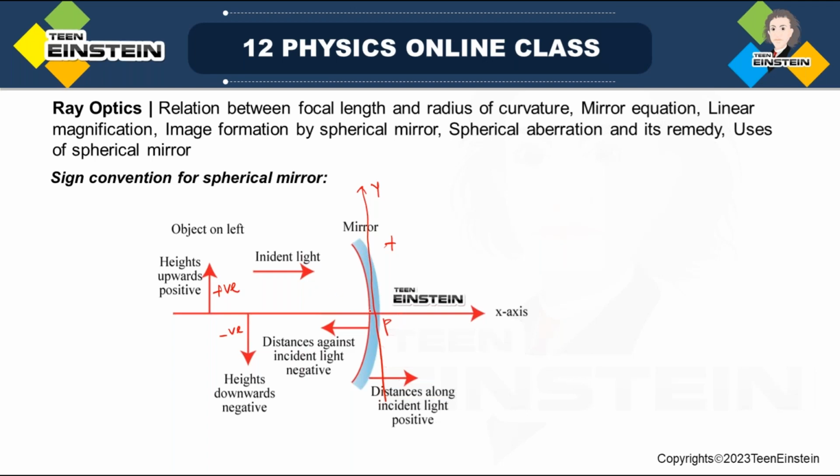Any distance we measure from the pole towards the right, that means along the positive x-axis, will be positive. Whatever distance we measure in the opposite direction will be negative.